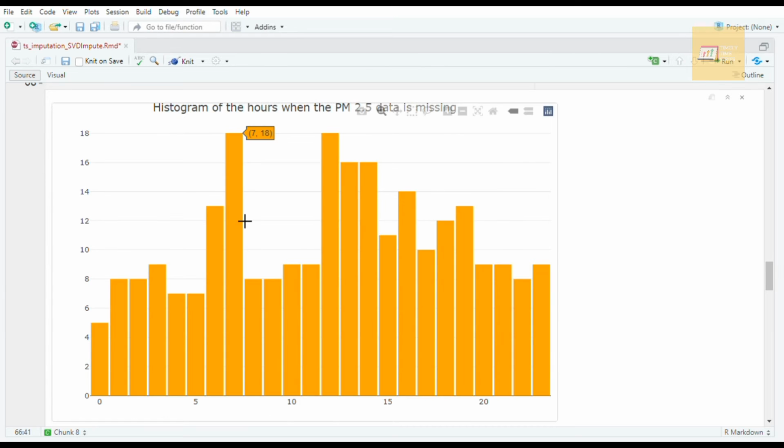But here we can see that the missing values occur the most at 7 a.m. and at 12 p.m. And I think the NAs generally occur more frequently in the evening than at midnight.